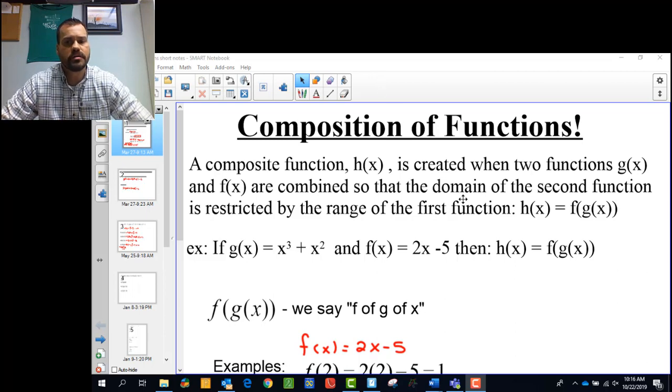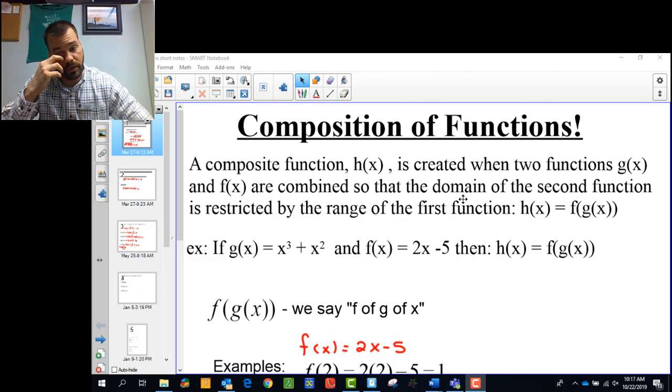So we're going to begin talking about the composition of functions, and it really is going to lead us into a discussion of particular types of functions. But we want to talk about what it means to compose two functions. A composite function is created when you take two functions and combine one as the domain of the second. In other words, you make the range of the first function the domain of the second function.